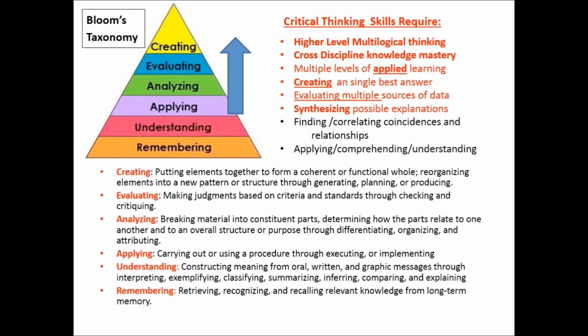So then I'm going to speak to you just about the more classic way, Bloom's taxonomy in a pyramid, which begins at the bottom with remembering, going up to the top of the pyramid at creating. Because the critical thinking skills require higher level multilogical thinking towards the top of the pyramid, multiple levels of applied learning and cross-discipline knowledge mastery, all of which enables them to create a single best answer by evaluating multiple sources of data and synthesizing possible explanations. So they get all this into play, but the more you exercise their thought process, the more they're called to be evaluative and synthesizing of the answers that you're trying to get them to look at from accessing different types of data.